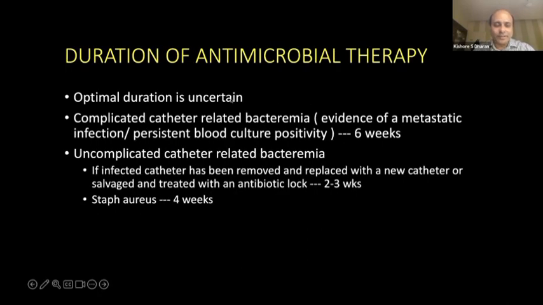So how long should you give antibiotics? The optimal duration is uncertain, but for somebody with a complicated catheter-related bacteremia, you have to give at least 6 weeks. Complicated means there is evidence of a metastatic infection or persistent blood culture positivity. If you give antibiotics for 2 weeks and on repeated blood culture you get the same organism again, you have to remove the catheter because you are not going to eradicate it by antibiotics alone.